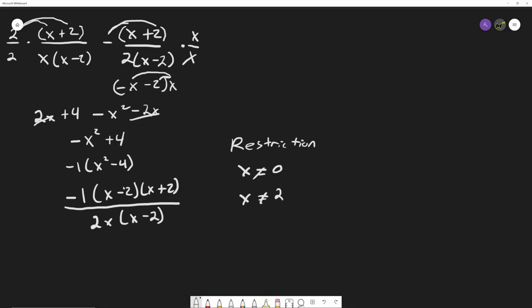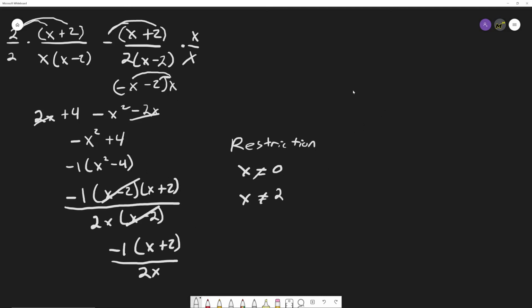So now we're left to simplify. So x minus 2 would cancel the x minus 2, leaving you with a negative 1 times x plus 2 over 2x. Alright. So there you have it. That would be the simplified form with your restrictions right there.